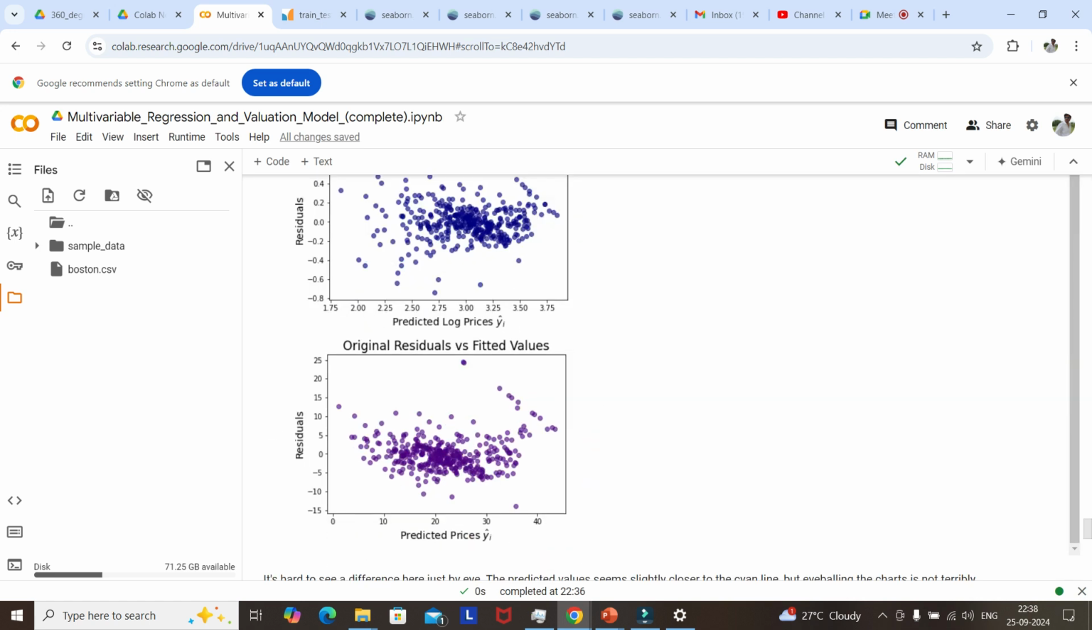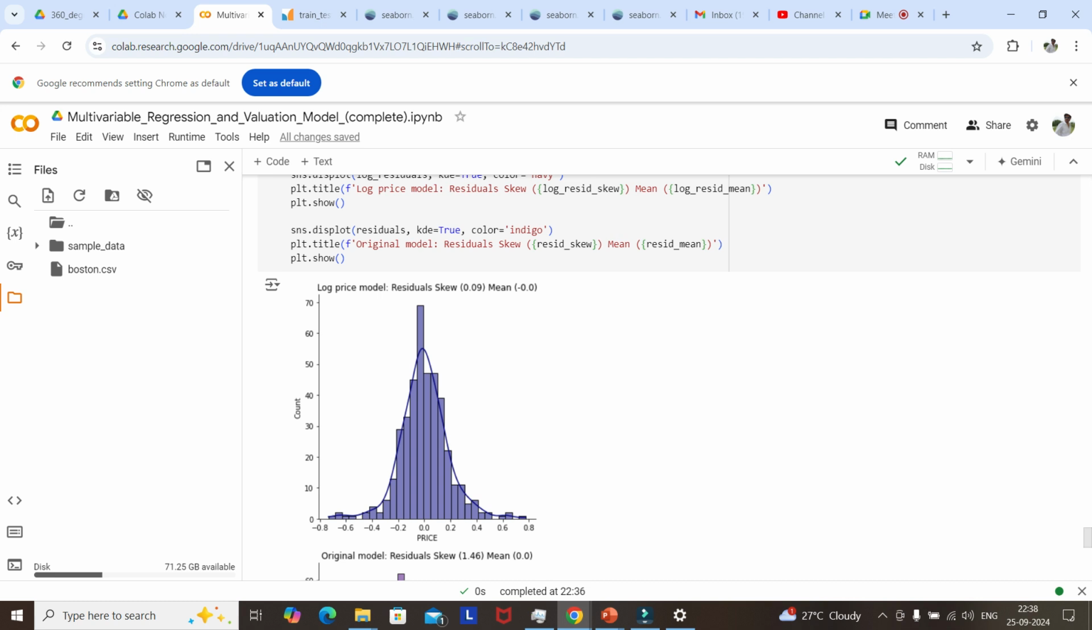Now we plot the same thing. Whenever we apply some data transformations, the skew has become 0.09, which is very near to zero. So this is a very nice result. How we will do it, we will see in our next session.